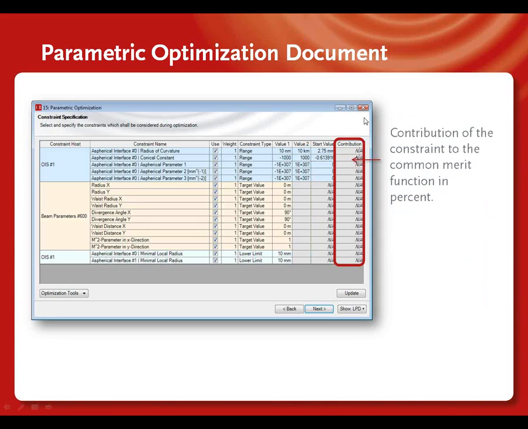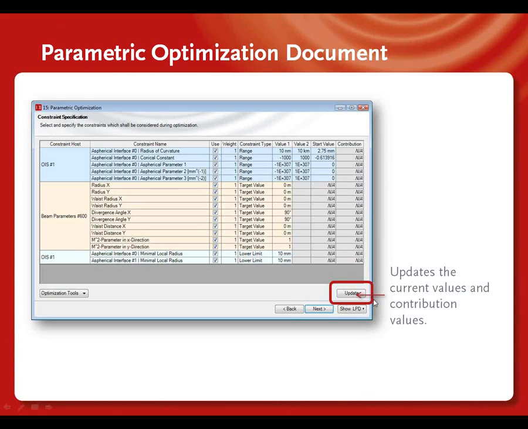And the last column contains the contribution of every constraint to the common merit function. So the contribution is a percentage value, and it gives an impression how strong the influence of this constraint is to the common merit function. I mentioned it already: if you made any changes, for example, of the weights or of the start values of the initial parameters, please press the update button to calculate here the merit function results and to update also the contribution to the common merit function.